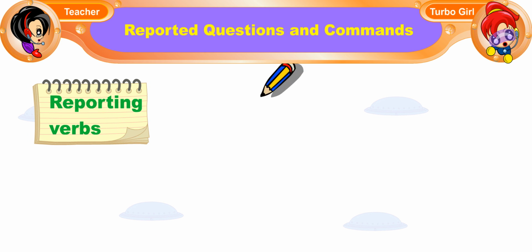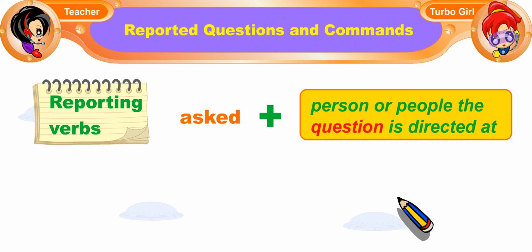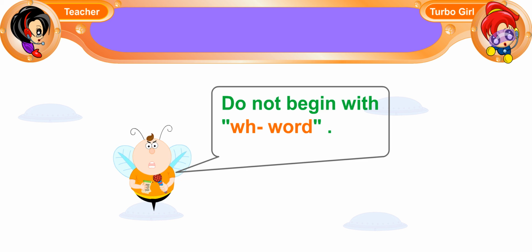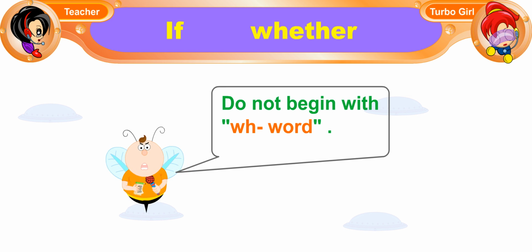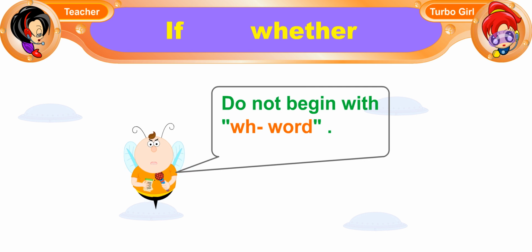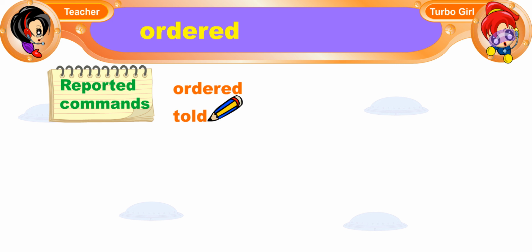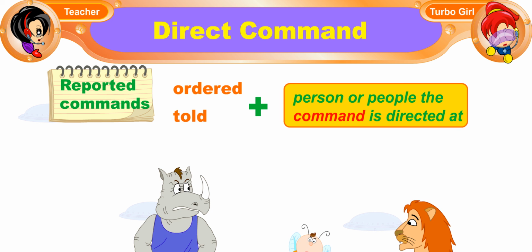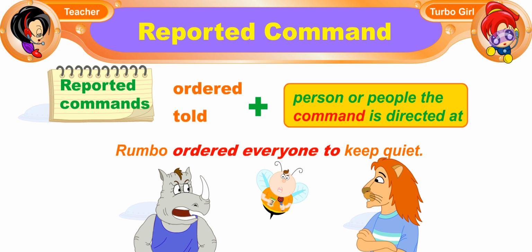We use the reporting verb asked, followed by the person or people the question is directed at, in this case, baby Emily. If the question does not begin with a WH word, we must add either if or whether before the reported clause. We must also change the tense by making it more past. For reported commands, we usually use the reporting verb ordered or told, followed by the person or people the command is directed at. For example, in direct command, Rumbo ordered, "Keep quiet." In reported command, Rumbo ordered everyone to keep quiet.